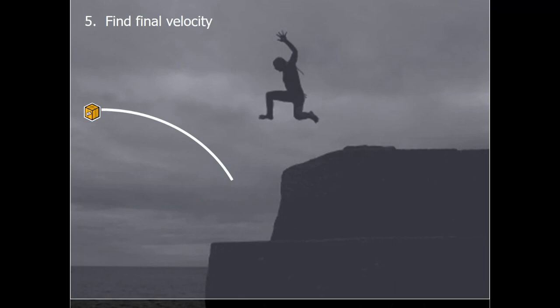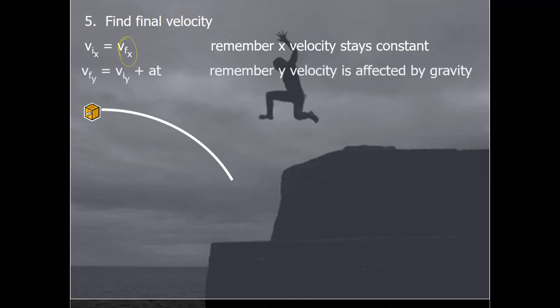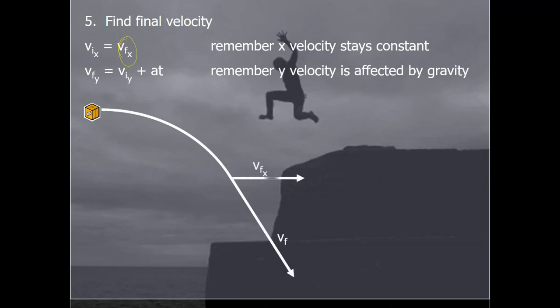Now to find the final velocity, remember that when we look in the x direction, because there's no acceleration, the final x velocity is the same as the initial x velocity. But whenever we look in the y direction, that y velocity changes because of the acceleration of gravity. So as this package is falling, it's going to have an x velocity that is the same everywhere, the same length, just like the bowling ball did earlier.